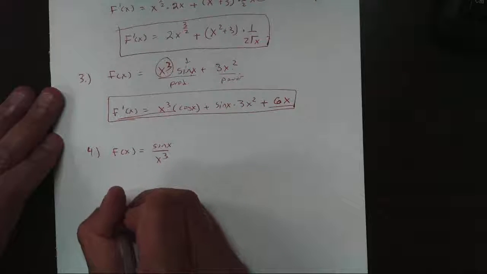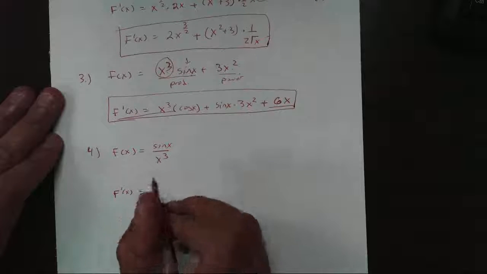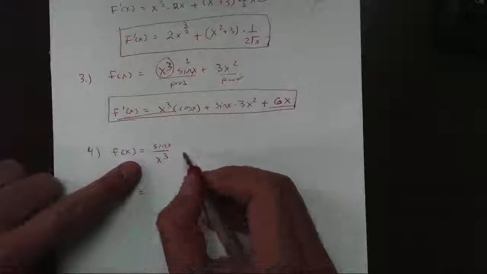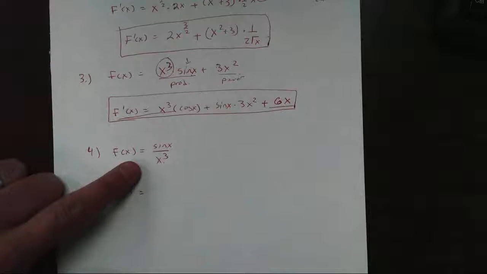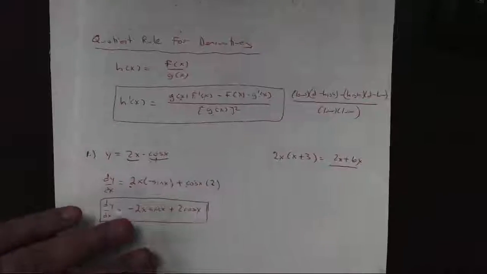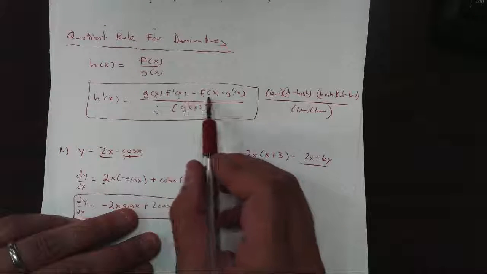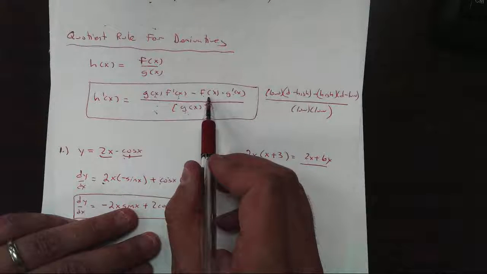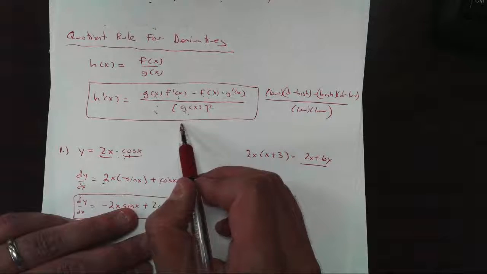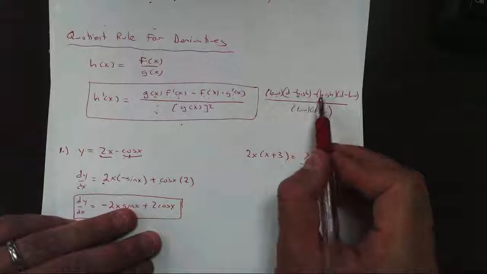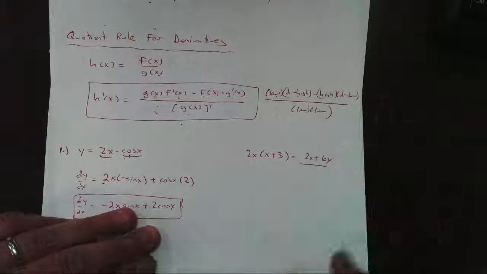Well, remember my quotient rule, let me bring it back up here real quick. My quotient rule says take the bottom times the derivative of the top minus the top times the derivative of the bottom all over the bottom squared. Low-de high minus high-de low all over low.